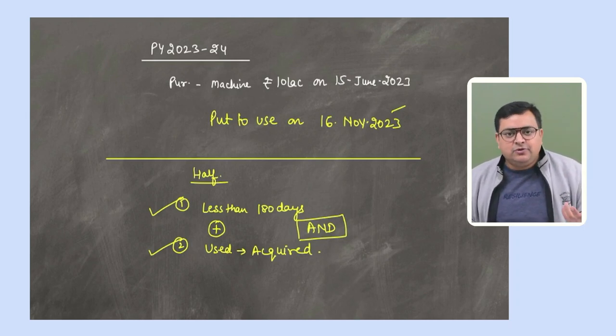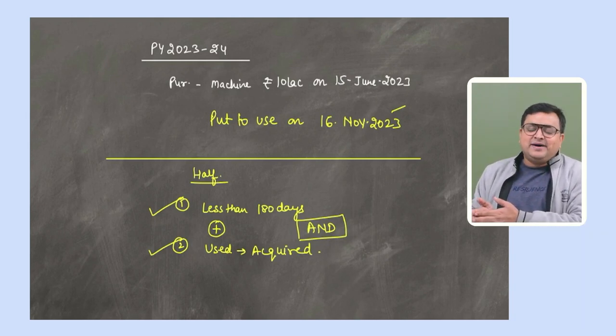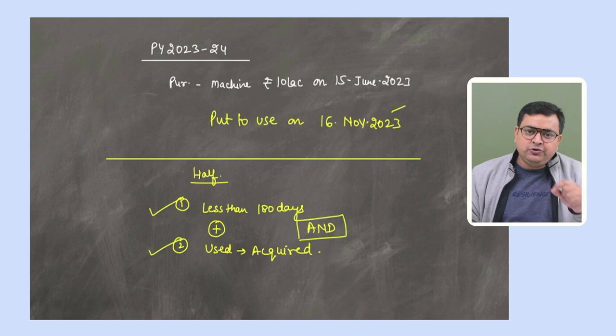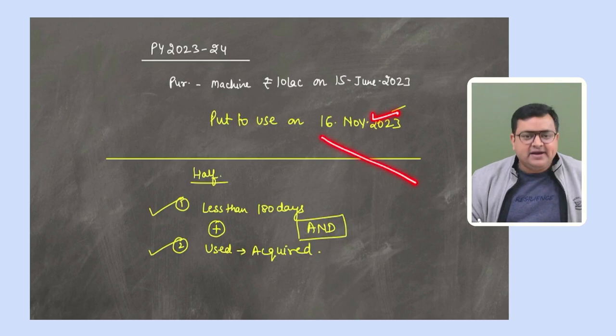You will say it's 1 month old because you have already used it a month back. Although you have not used it for the remaining days of the month, it is 1 month old, right? So once the asset is put to use, all subsequent days will be counted, right? So if it is used on 16th November, all subsequent days are counted.